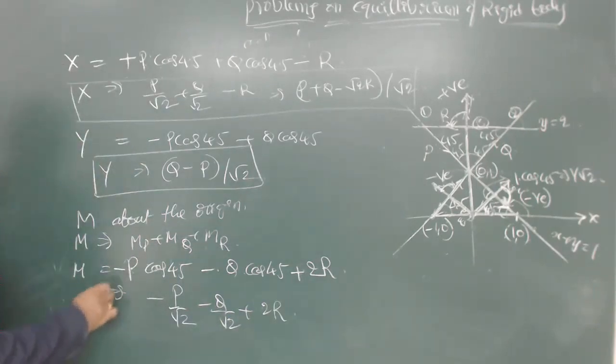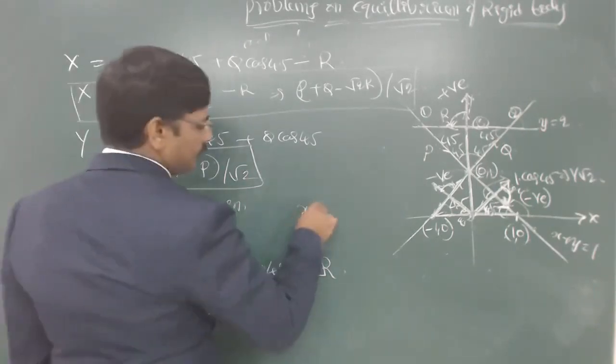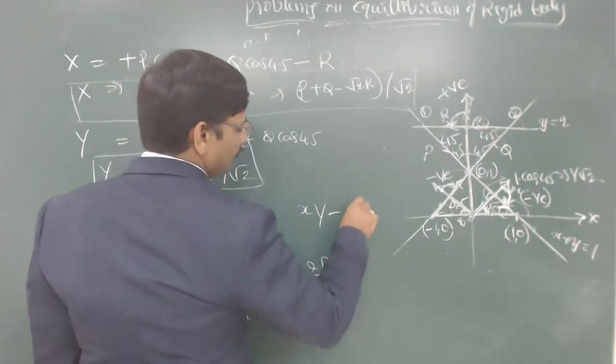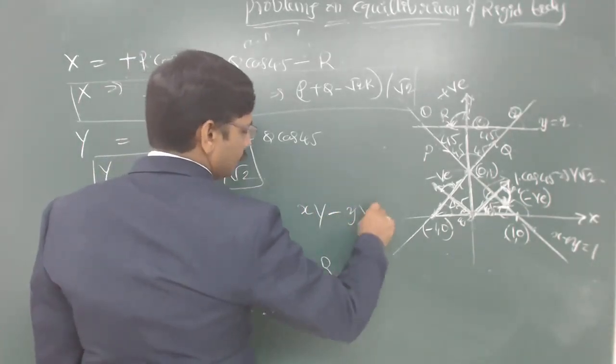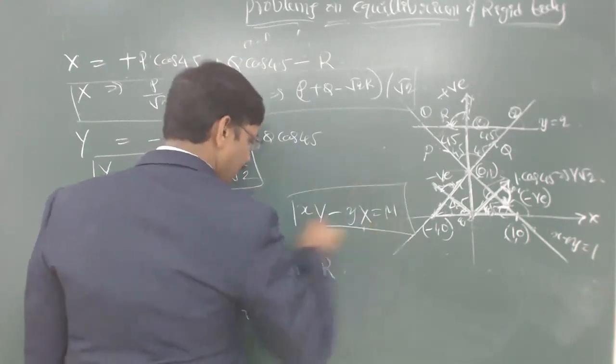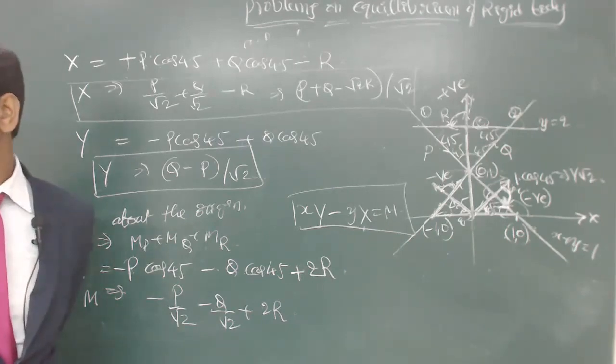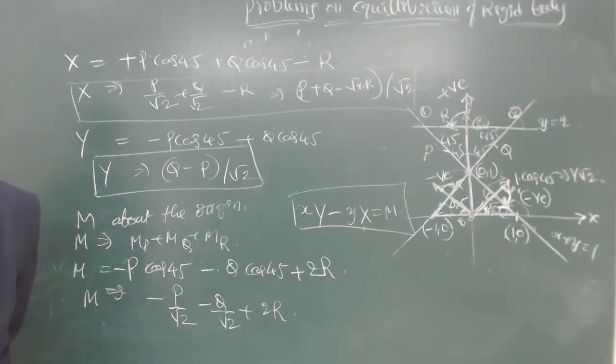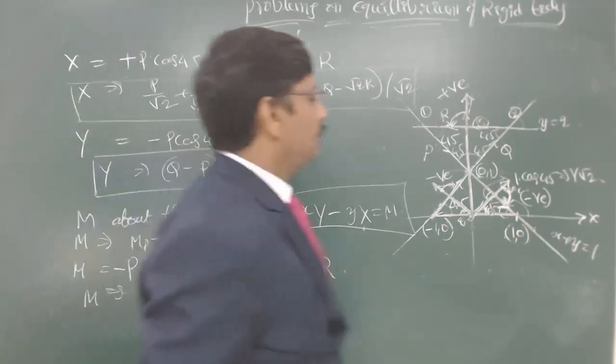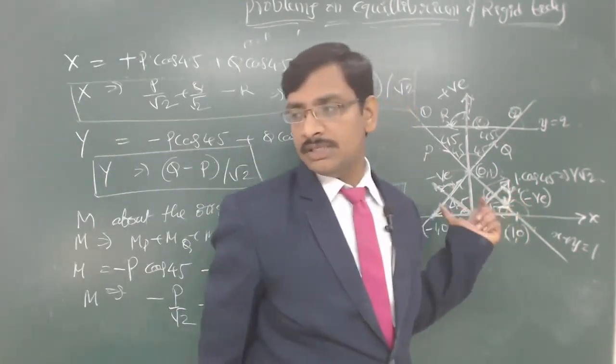So this is M. So substitute in the original equation: small x into capital Y minus small y into capital X is equal to M. So this is the equation of the line of action. I hope everybody got the clarity on this. Any questions on this? You can let me know. Any questions? So here the only confusion is putting the sign on the moments. That is the confusion.